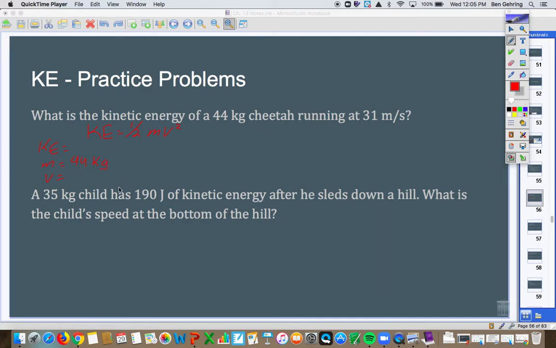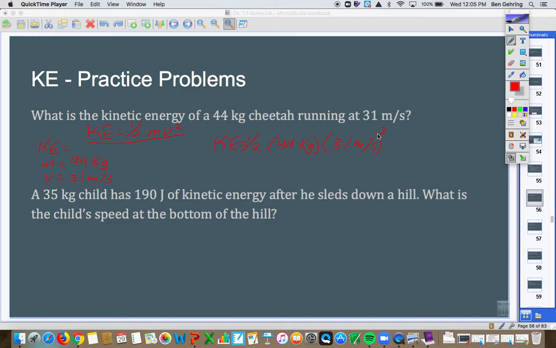And I know that my velocity is 31 meters per second. So I'm solving for my kinetic energy, which is how this equation is set up. So I can just write it out as is. So KE equals 1/2 times 44 kilograms times 31 meters per second squared.